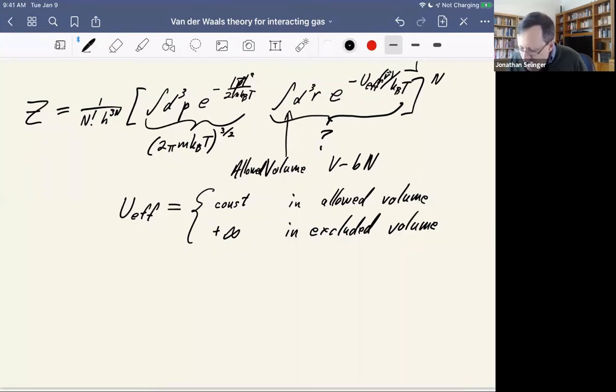So this is approximately what Cheng was saying a few minutes ago, right? That there's a constant effective potential everywhere, except that it's infinity in the places where the molecule can't go at all.